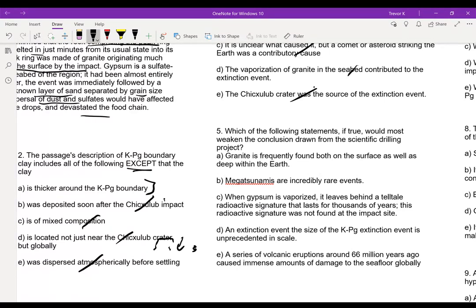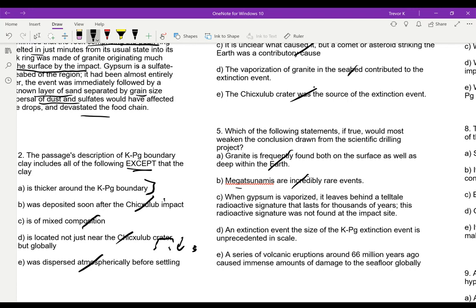Let's see. Granite is found frequently both on the surface as well as deep within the earth. I mean, that's too general. If they said specifically on the seafloor or something, because they do say the granite had been ejected to the surface. But I want frequently on the seabed. So no. Mega tsunamis are incredibly rare events. I mean, yeah, that makes sense. Mega tsunamis are rare events, but that doesn't help me here. I know that one happened.